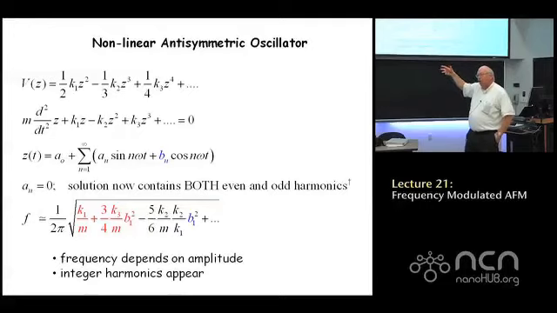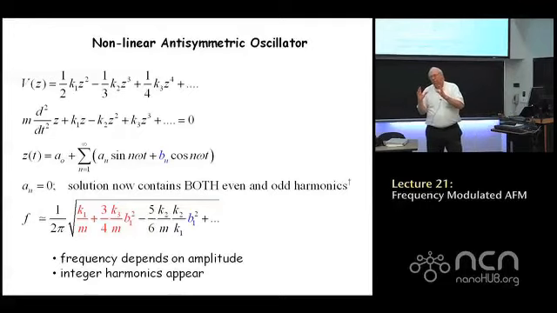So what this tells you is when your tip is oscillating in an asymmetric well, and if you look very closely at the frequency response of the cantilever oscillating, you ought to start seeing integer harmonics that start to appear in the spectrum, right? Just because the well is asymmetric. That's what this model is trying to teach you.